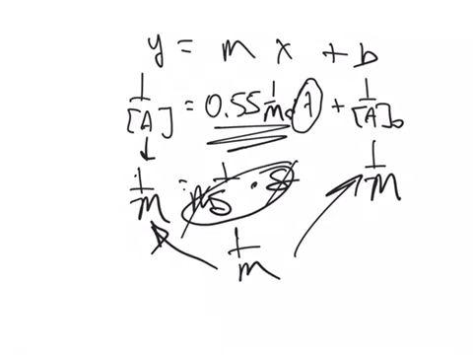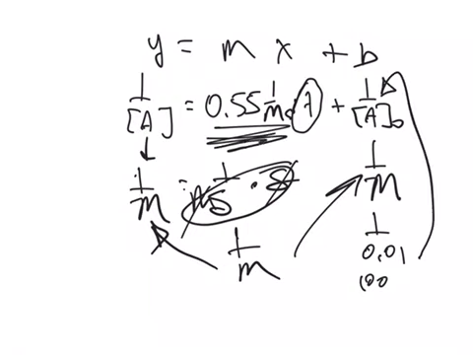In this case, I've got 1 over A naught, so my initial concentration. I'm going to have 1 over 0.01, which is going to be 100. So now I know what my y-intercept is. I know my slope. T is what's graphed on the x-axis. This is going to get me that value of y.